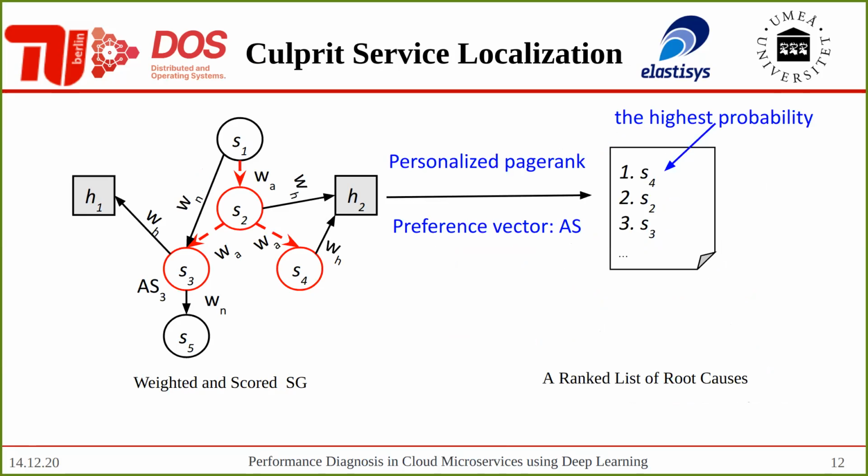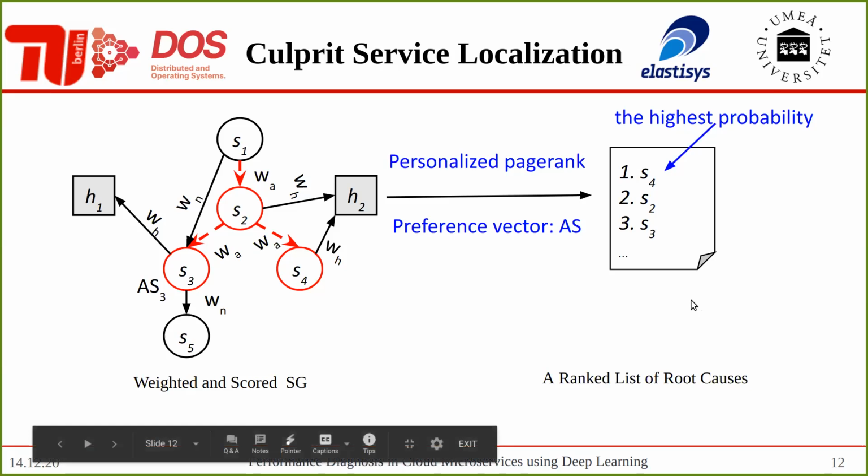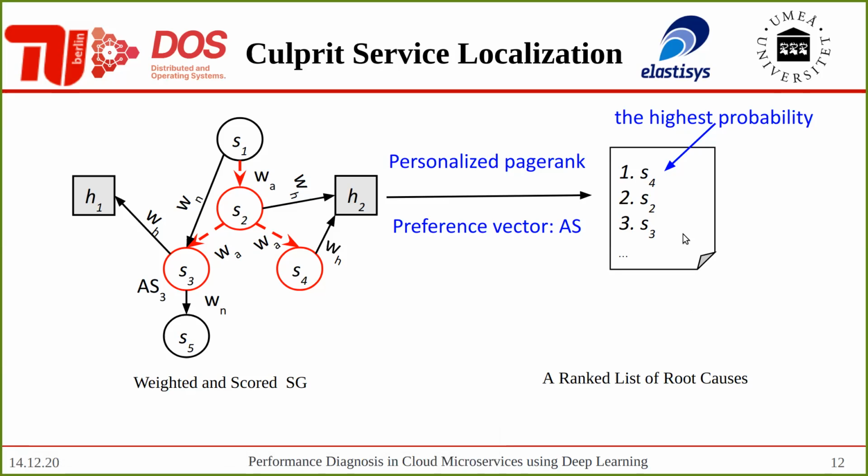Lastly, we applied a personalized PageRank on this graph, where we use the node attribute with the anomaly score as a preference vector. At the end, we get a list of the potential culprit services. As we can see, S1, S4 is ranked as the top one, which means that it has the highest probability to be the root cause, or the faulty service that initiates the performance degradation. So with this step, we can get a ranked list of the culprit services.